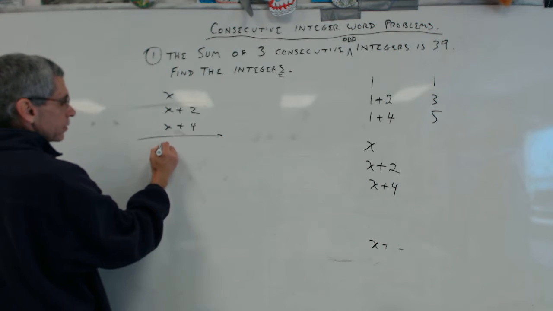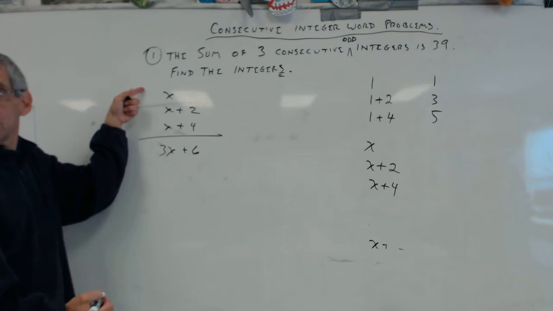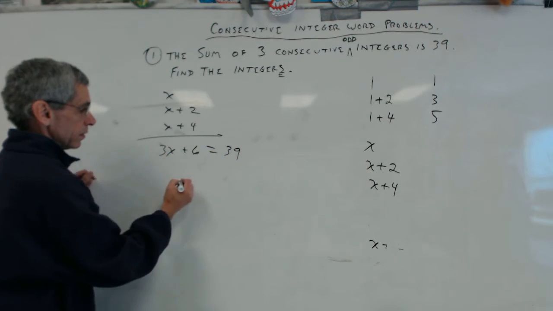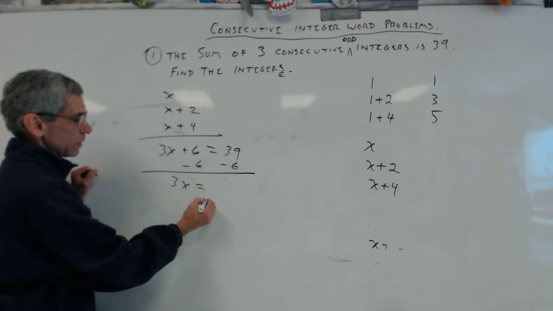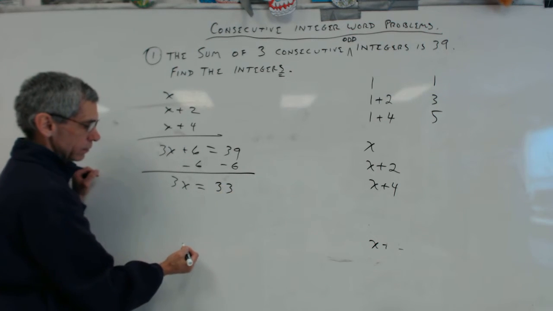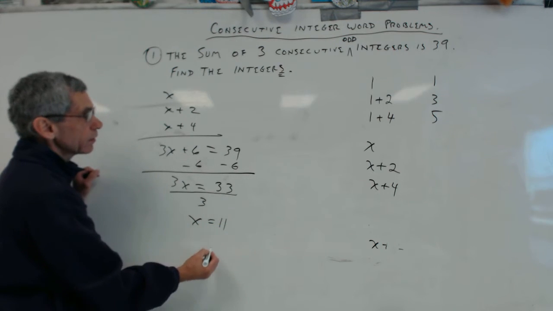We're doing this very fast because class is over, technically. Plus 6, right? You read me? 3 x's plus 6 equals 39. Subtract 6, subtract 6. 3x is equal to 33, right? So then divide by 3, x is equal to 11, and I'm done, right?